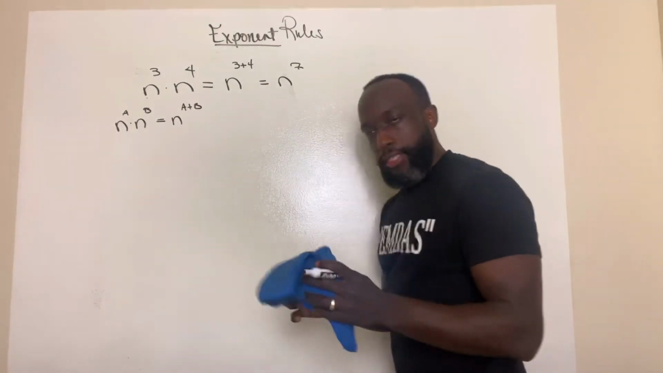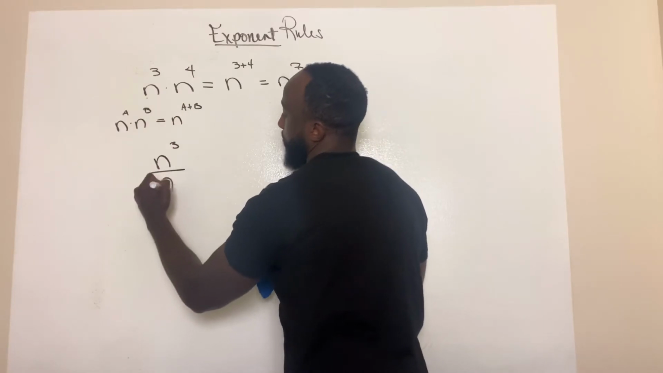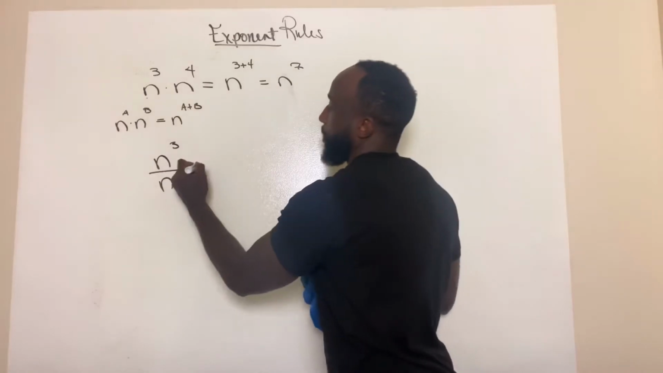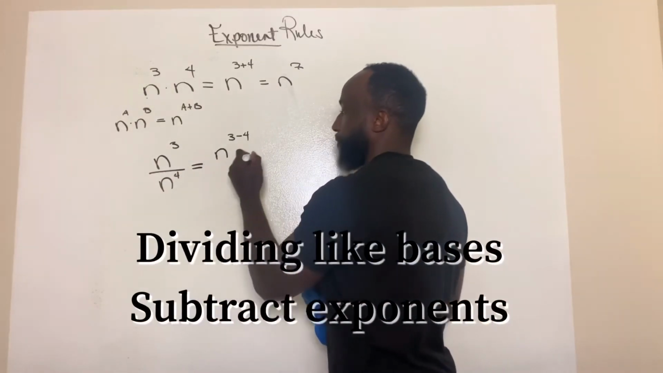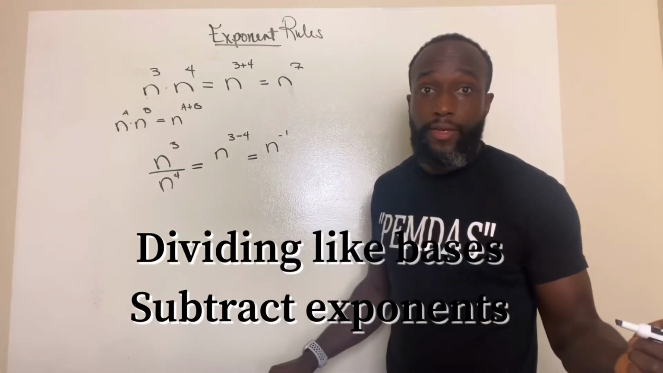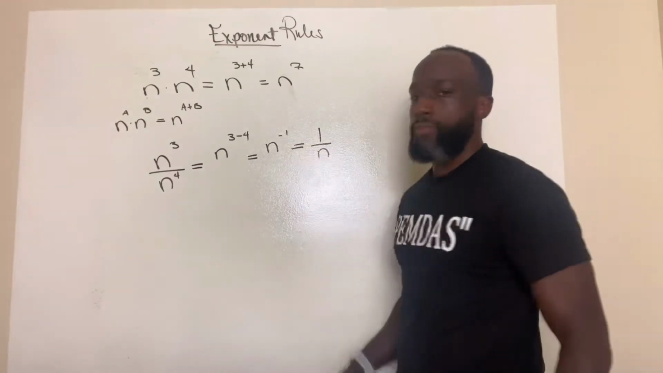All right, let's look at division. If I had n to the third divided by n to the fourth, you subtract the exponents. So in this case, it'll be n to the 3 minus 4. That gives us n to the negative 1. And we just talked about negative exponents. Since it's to the negative 1 power, it'll be 1 over n.